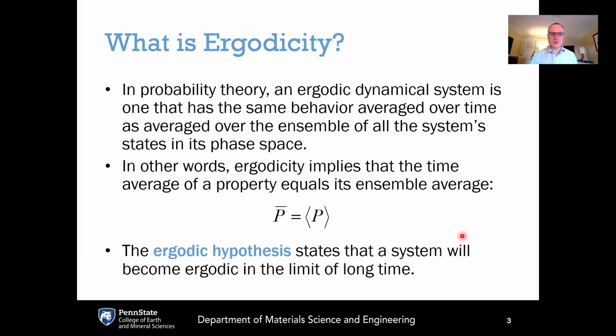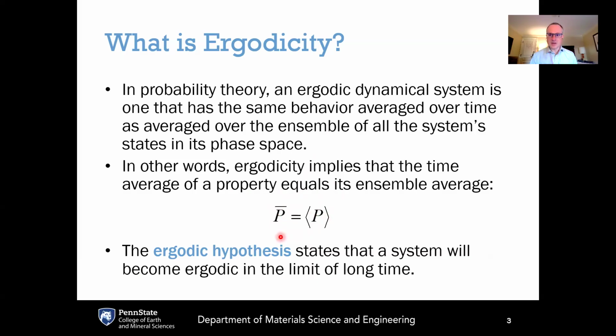Now, this concept of equilibrium relates to another concept called ergodicity. This was introduced by Boltzmann, and in probability theory, an ergodic dynamical system is one that has the same behavior averaged over time as averaged over the ensemble of all the system states in its phase space. So in other words, if a system is ergodic, that ergodicity implies the time average of some property P is equal to its ensemble average. And this equation shown here shows the time average on the left with the overbar indicating a time average, and then the ensemble average on the right with the angle brackets.